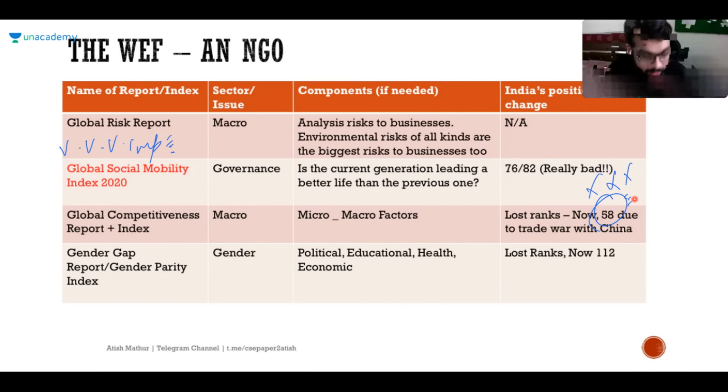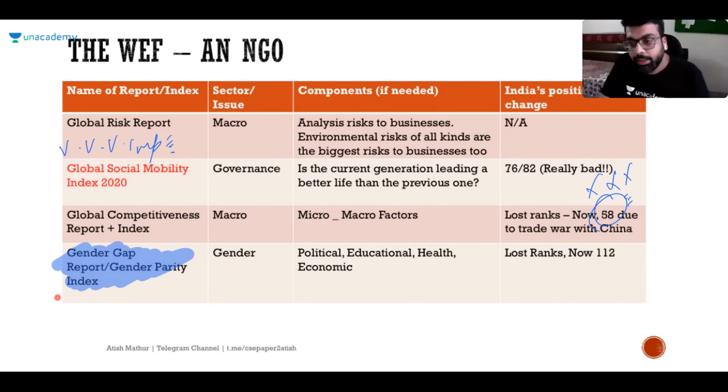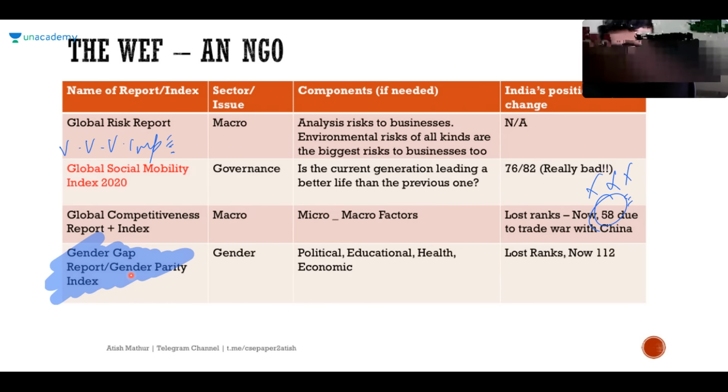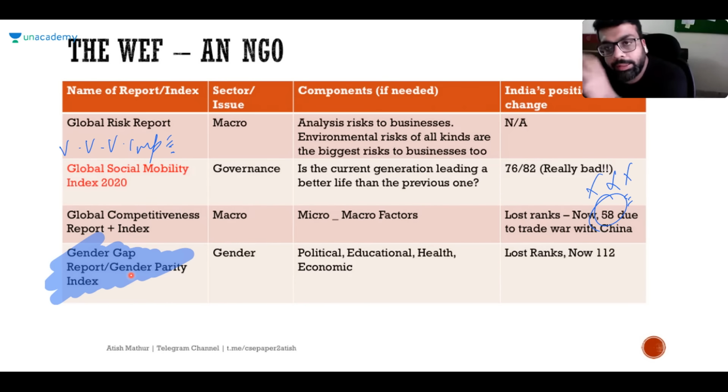Next is the Gender Gap Report and the Gender Parity Index. The gap report and the gender parity index are essentially the same thing. The Gender Gap Report is the report by the WEF, and the gender parity index is an index which is based on the gender gap report. It's very interesting to note that gender parity is one of the leading international documents figuring out gender gaps. It relates to gender rights, and it looks at four parameters: political, educational, health, and economic.